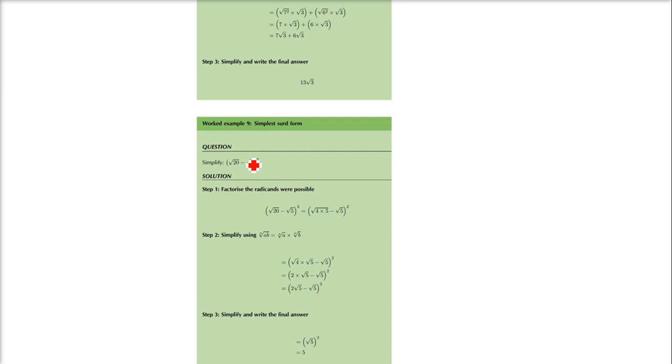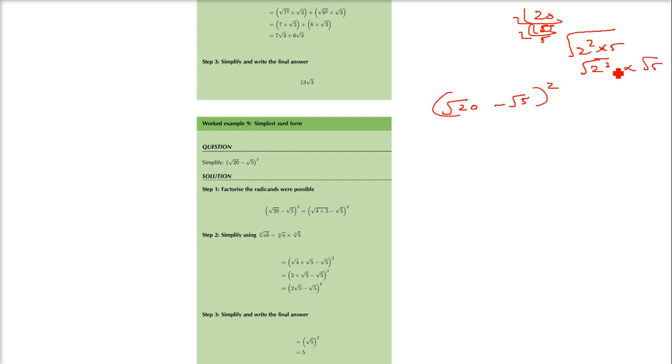We have one more to simplify the surd form, that is root 20 minus root 5 whole square. So root 20 can be written as, 2 tens are 20, sorry, and 2 5s are 10. So it has 2 square and 5. So this can be written as under root 2 square and under root 5. This under root 2 square will be, because root is there, it will be 2 only, and this is root 5. So ultimately you get 2 root 5 minus root 5 whole square.